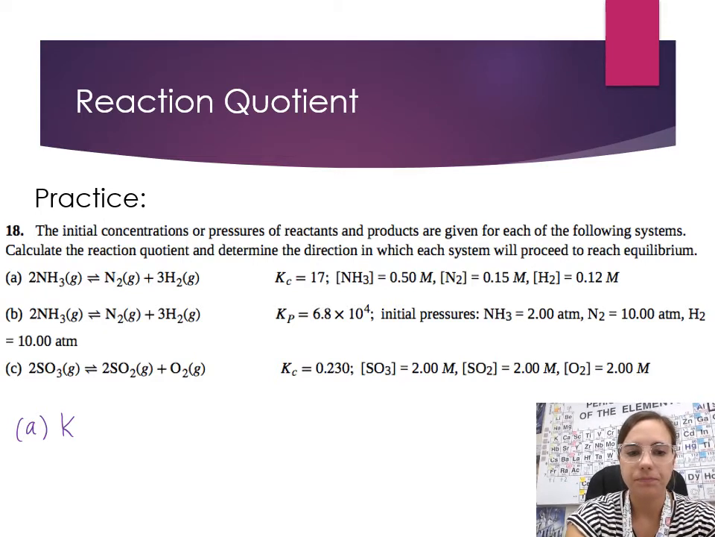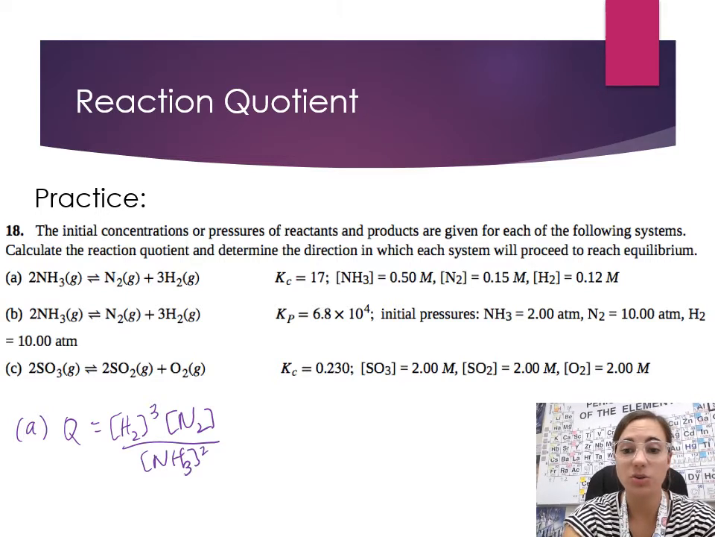I'm going to write Q because we're calculating Q. I always recommend that you write just the expression first, because if you start plugging numbers in without writing the expression first, sometimes you forget your superscripts. You forget to raise it to the coefficient.